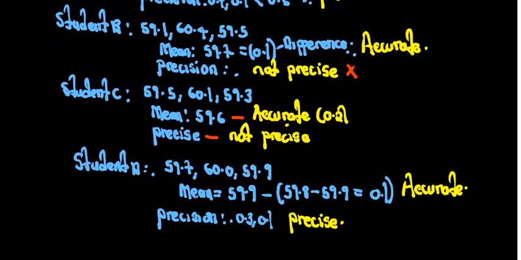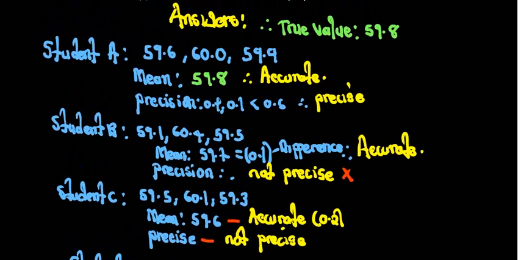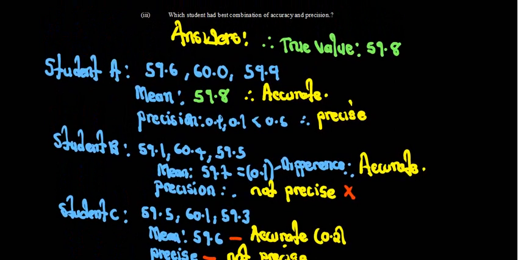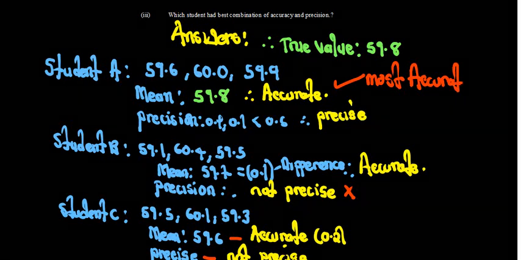Student C, we had a difference of 0.2. Student B, we had a difference of 0.1. And the first student, which was student A, we had a difference of what? We had a difference of 0, because 59.8 minus 59.8 just gives you a difference of 0. So that tells you this was most accurate, because there was no difference at all. So this was most accurate. Good, we are done.